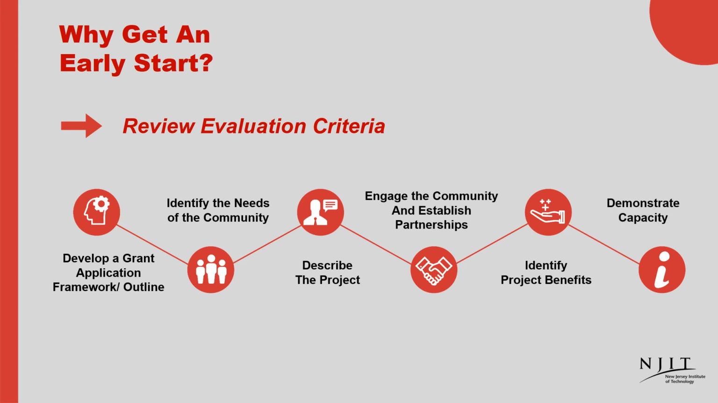Demonstrate your capacity. Begin gathering information on any past grants you have received and your accomplishments and performance under these grants. If you had any performance problems on past grants, identify the issues and put in place corrective actions so that any performance issues are resolved by the time you apply for the brownfield grant. Also, think about how you will track and measure the progress of your project if awarded the grant.